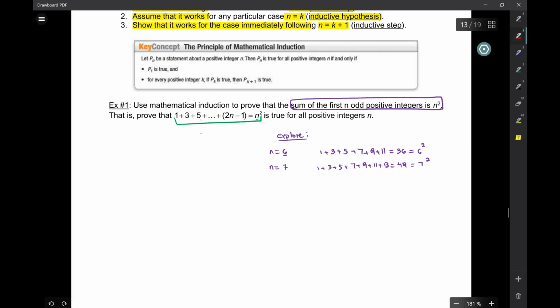Okay, so what happened? When it was n equals 6, this was n squared, correct? Now, when I went to n plus 1, how did my result change? If it was n squared, what is it now? 6 squared is n squared, so how would you write 7 squared? n plus 1 squared.